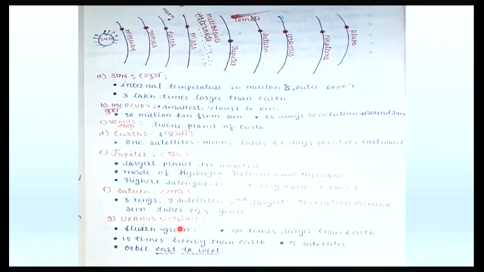So next is Uranus. It is bluish green color. Its color is bluish green. Now it's 50 times larger than the Earth. Okay, it is also 50 times larger than the Earth, and 15 times heavier than the Earth. Okay, it has 5 satellites and it orbits east to west.